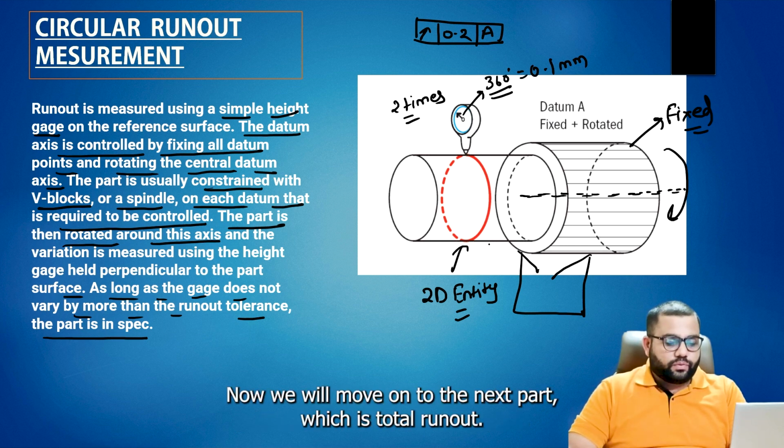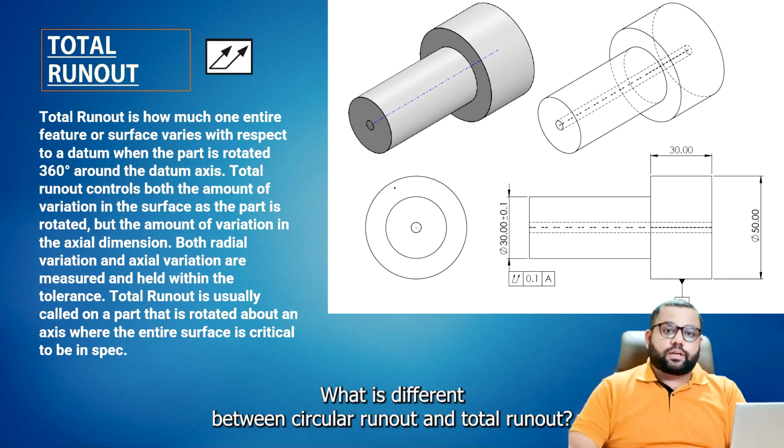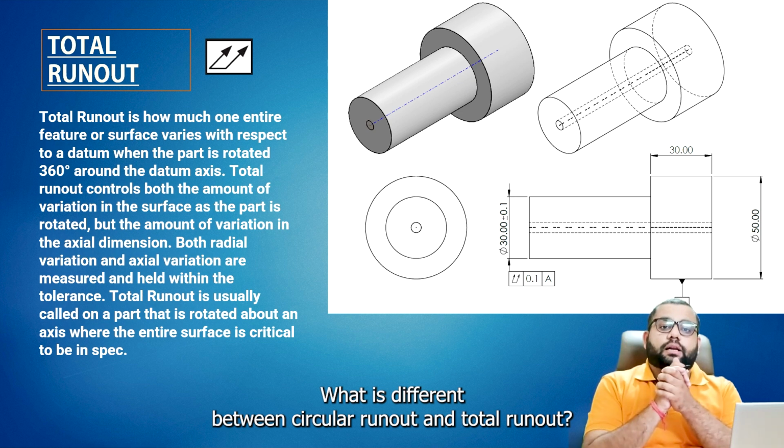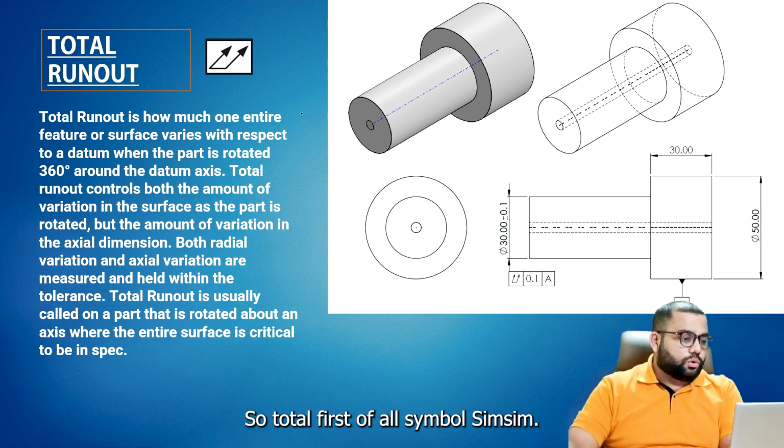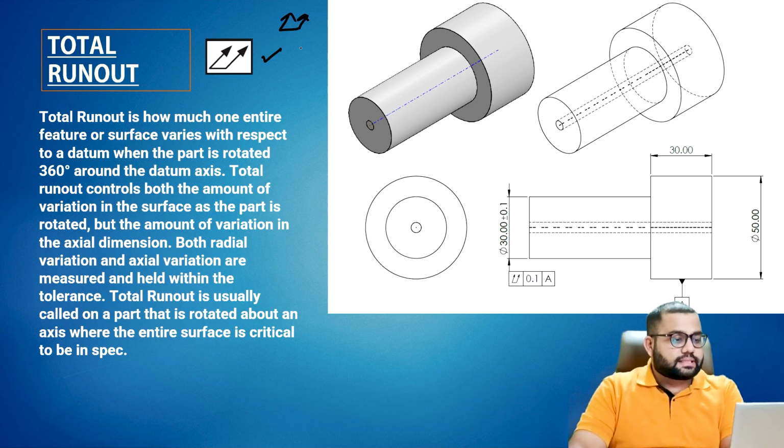Now we will move on to the next part, which is total runout. What is the difference between circular runout and total runout? I will tell you. First of all, the symbol is the same. This is the symbol of the total runout. We use it like this in the feature control frame.